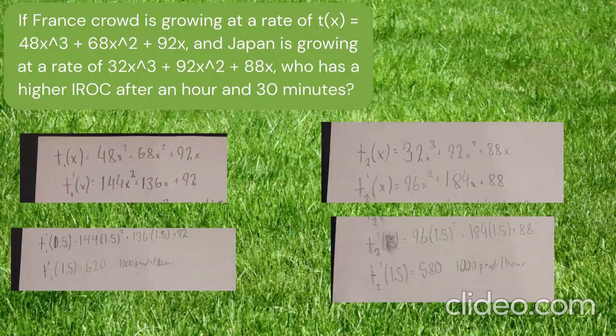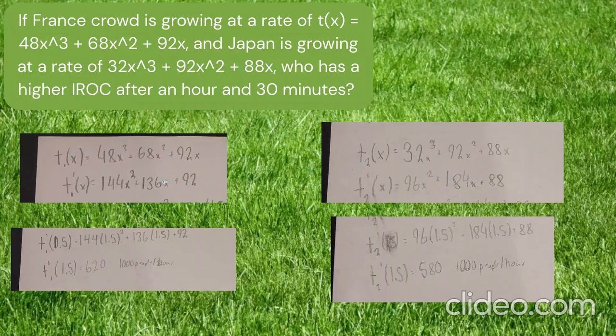Now let's see which crowd is growing at a faster rate, Japan's or France's. France's crowd is growing at a rate of this right here, and Japan's is growing at a rate of this right here. Who will have the higher IROC after an hour 30 minutes? I'm sure you can't tell just by looking at this. But if we use the principles we learned in the last question, we should be able to solve this. You can see us deriving the equations here, here, and here.